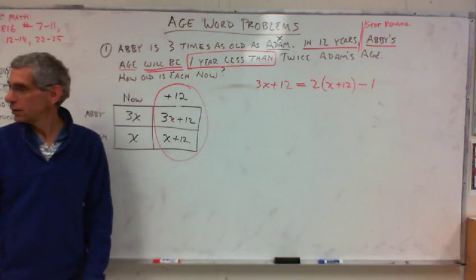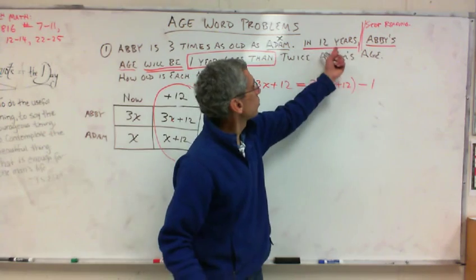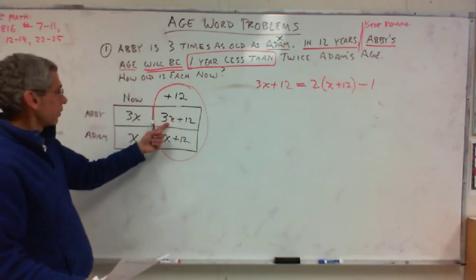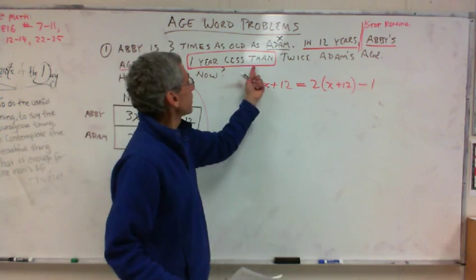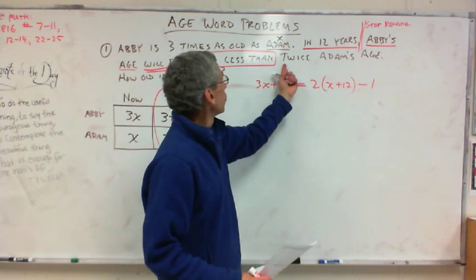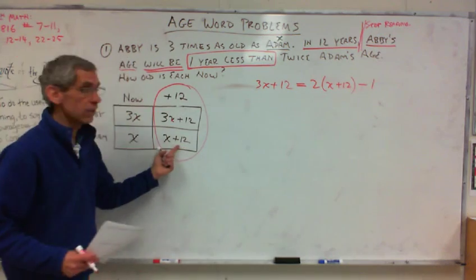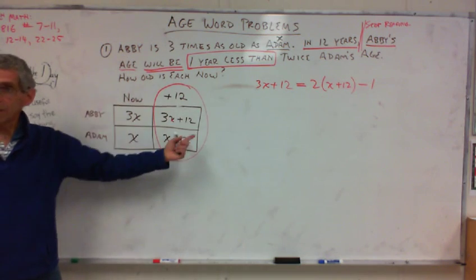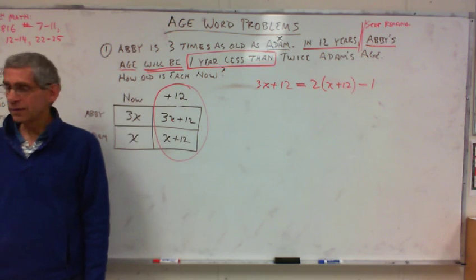Does that make sense? Let's just try it one more time. It says in 12 years, Abby's age, that'll be 3x plus 12, will be equals 1 year less than, off to the right, -1, twice Adam's age. Twice Adam's age in 12 years, right? So that makes sense. Fist to 5. Do you see how I set that up? That makes sense? Fist to 5?